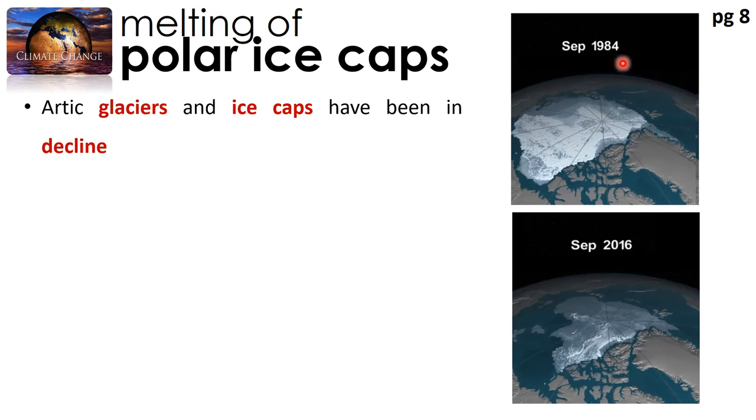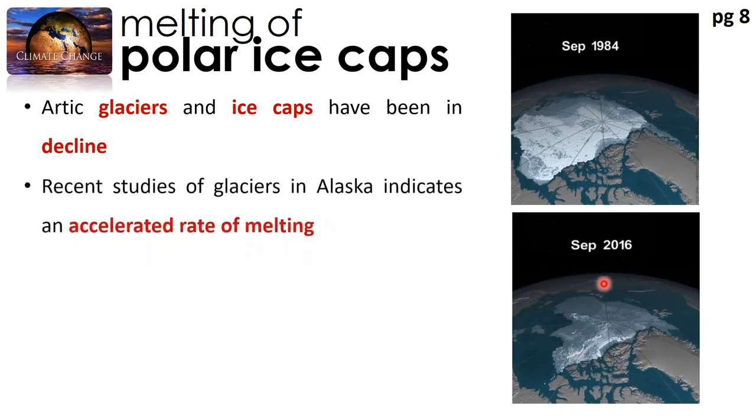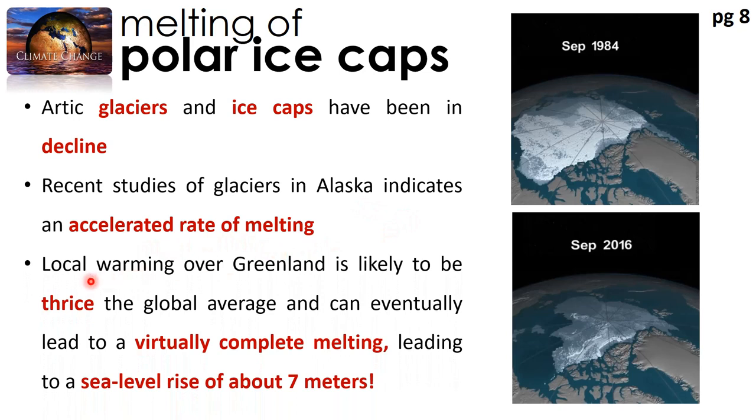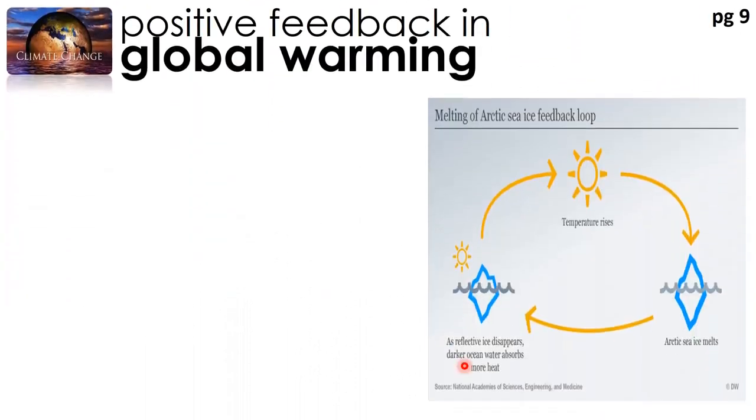In September 1984, NASA satellite images show the size of our Arctic ice cap is this big, and in September 2016, the size has evidently shrunk. And recent studies of our glaciers in Alaska have also indicated an accelerated rate of melting. Furthermore, local warming over Greenland is likely to be thrice the global average and can eventually lead to a virtually complete melting, leading to a sea level rise of about 7 meters. This is indeed very scary.